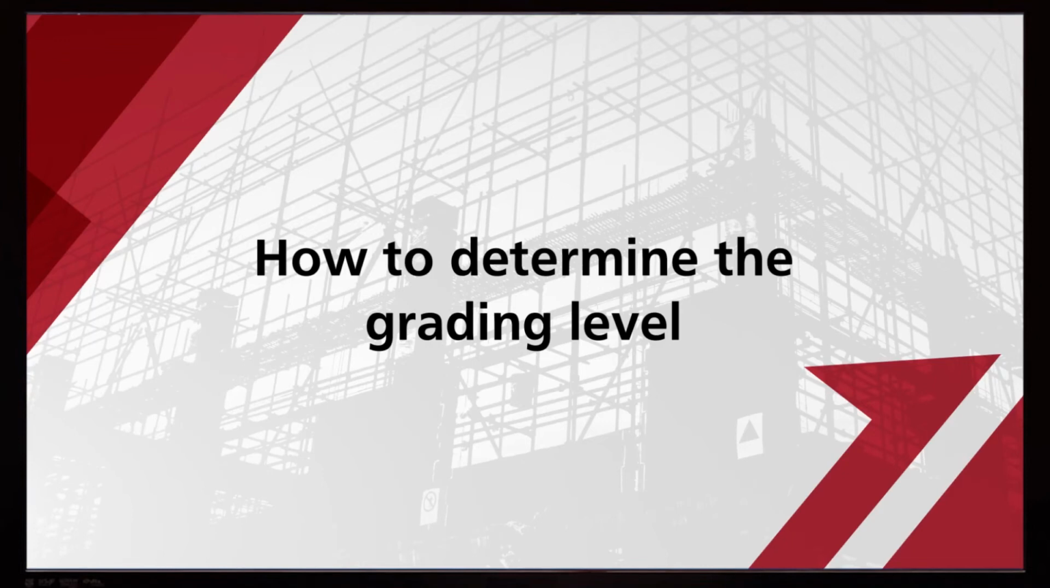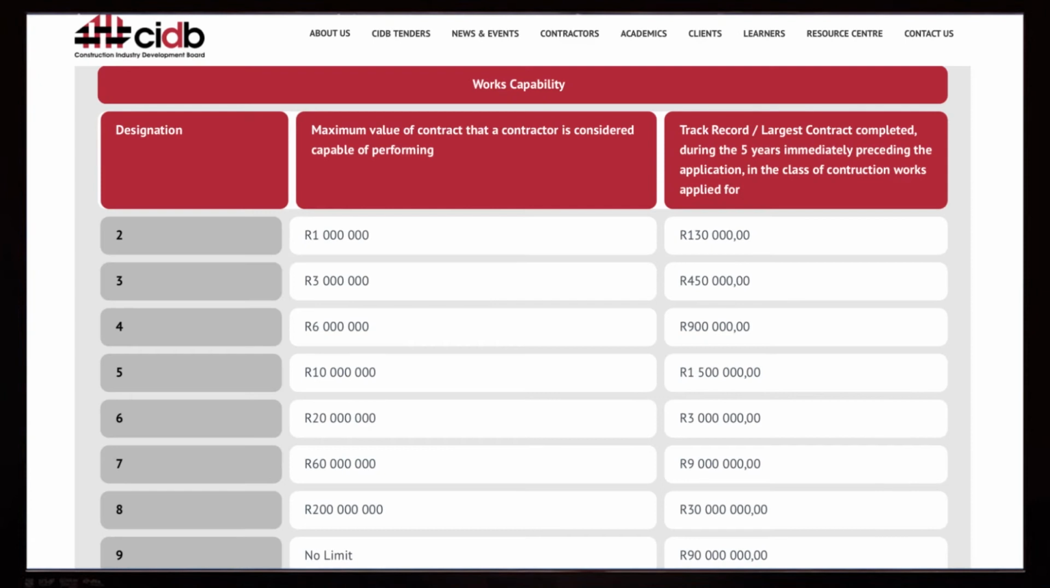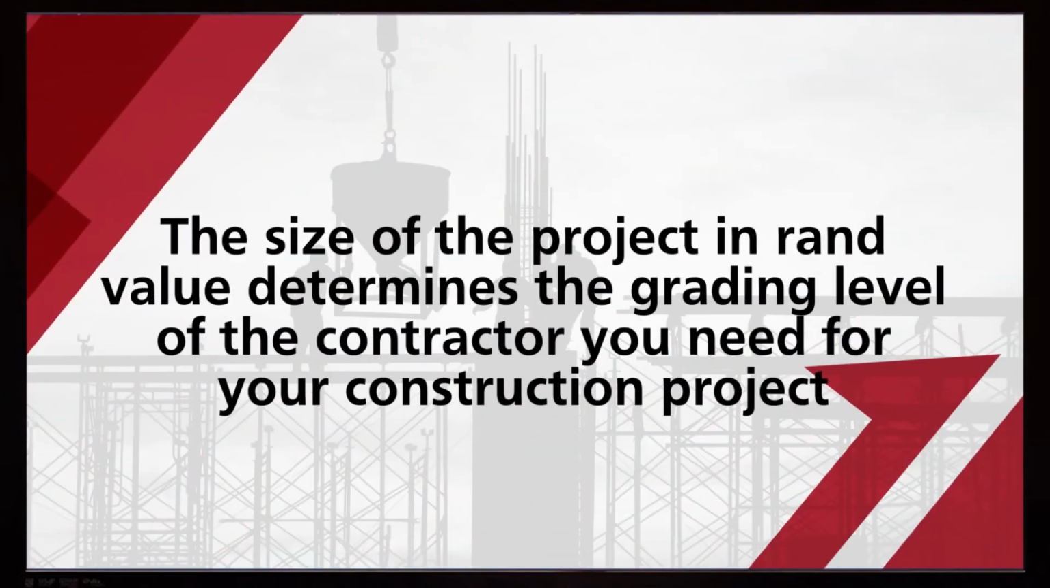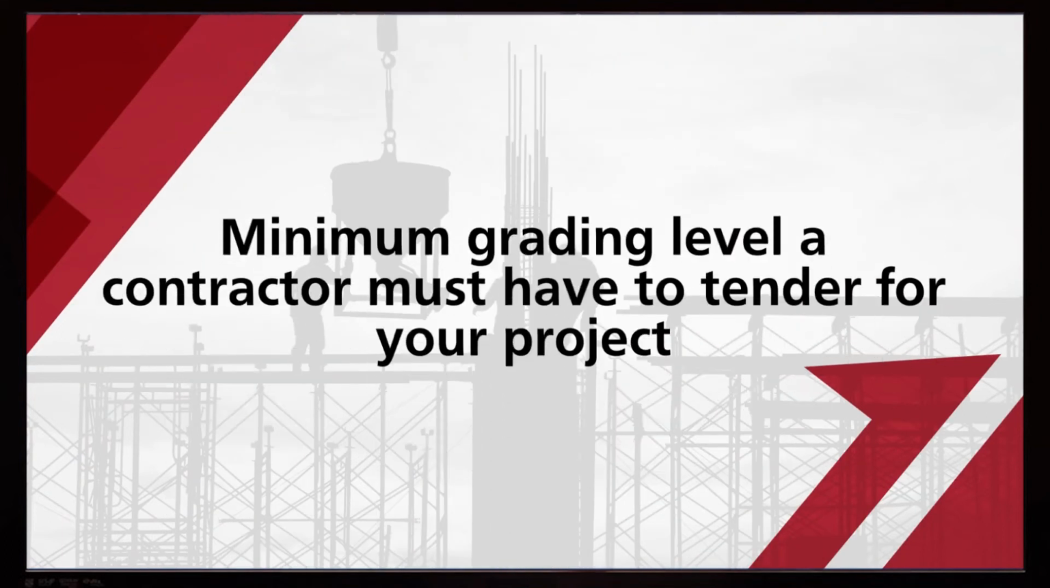Next, how do you determine the appropriate grading level to advertise the project in? There are 9 grading levels on the CIDB Register of Contractors. Grade 1 is for smaller projects, and level 9 at the top is for really large projects. The levels show the budget range within which the contractors are graded to work. The size of the project in rand value determines the grading level of the contractor you need for your construction project. Ask for the minimum grading level a contractor must have to tender for your project.